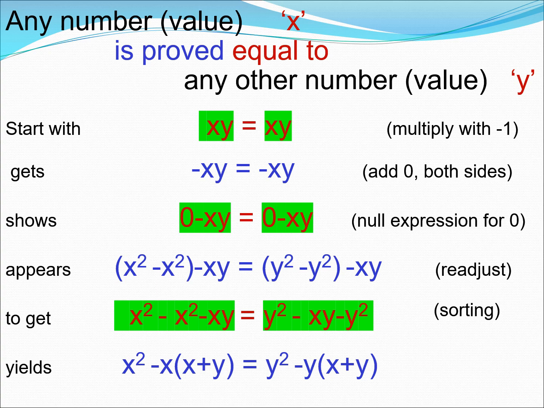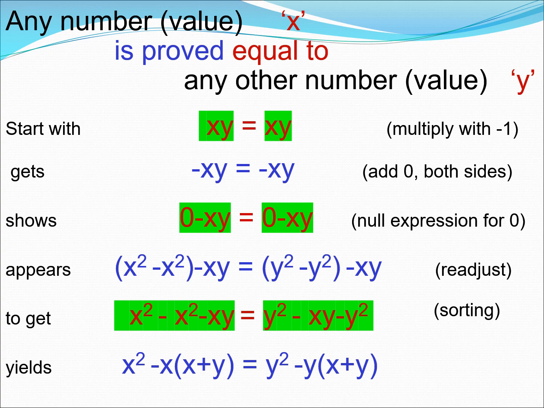So we see that we can make any two values equal. We consider x and y and start with the product of x and y is equal to xy. Then multiply with minus 1, add 0, and 0 is replaced by the null expression x square minus x square on the left side and y square minus y square on the right side.